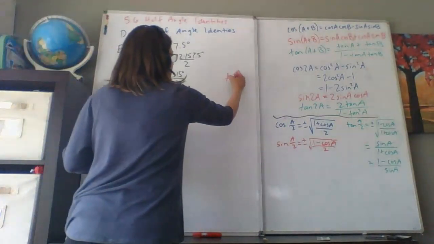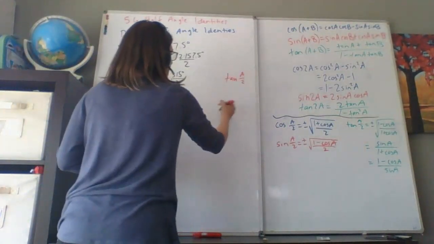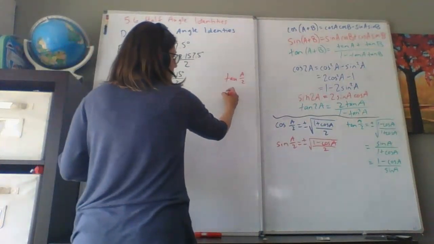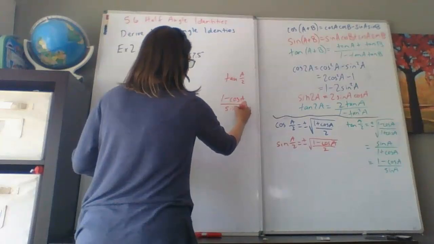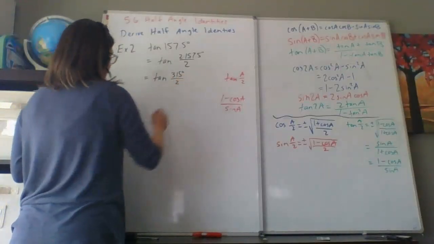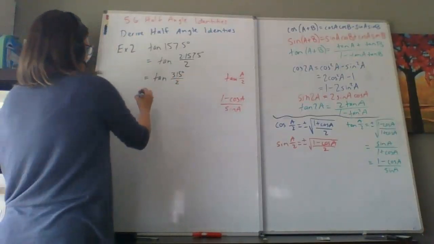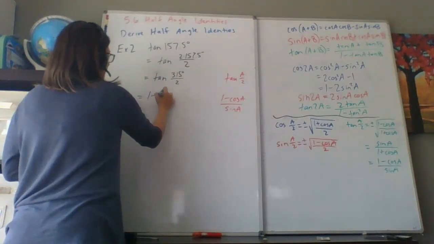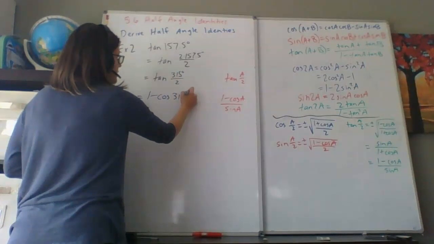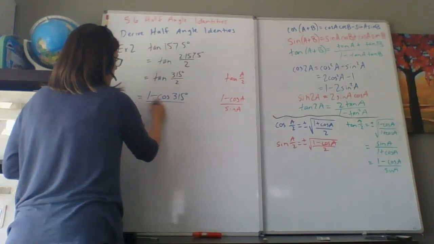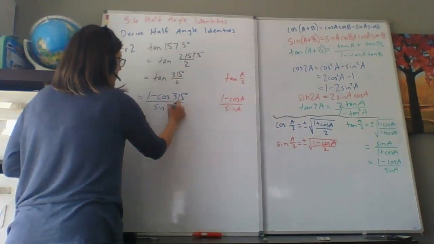So I will write tangent of A over 2, and we're going to use that last one, which is the same as 1 minus cosine of A all over sine A. Notice our A is that 315. So we get 1 minus cosine of 315 degrees, all over sine of 315 degrees.